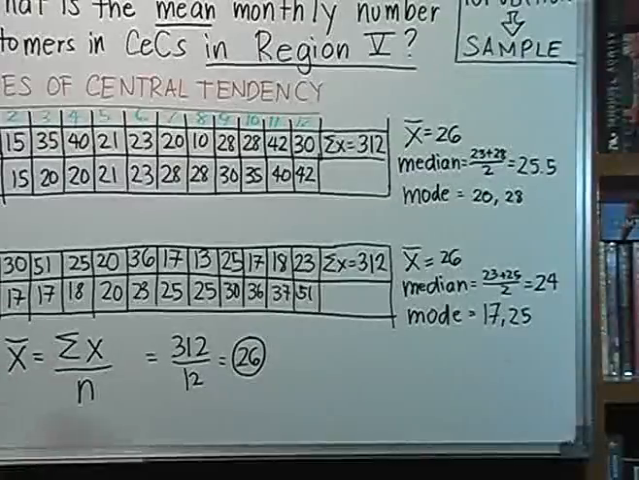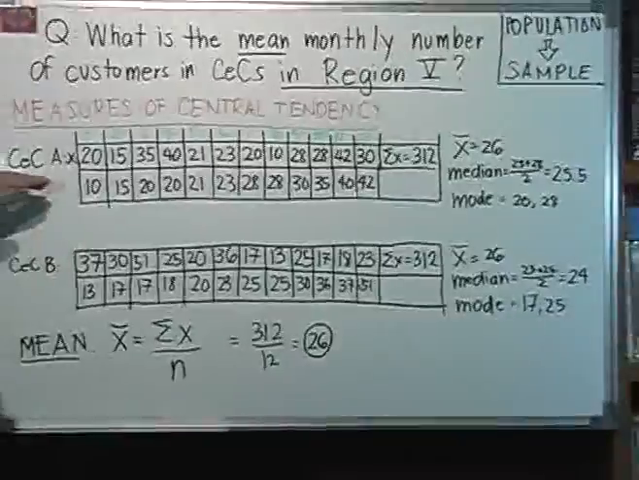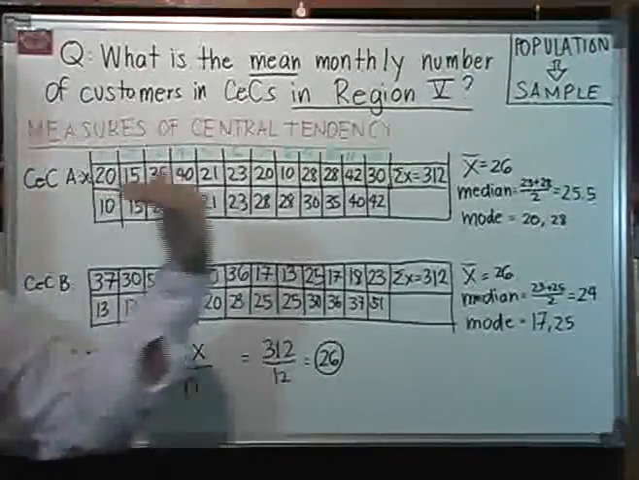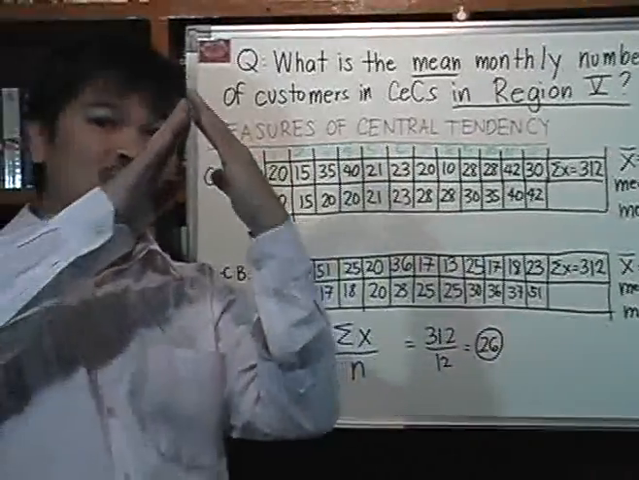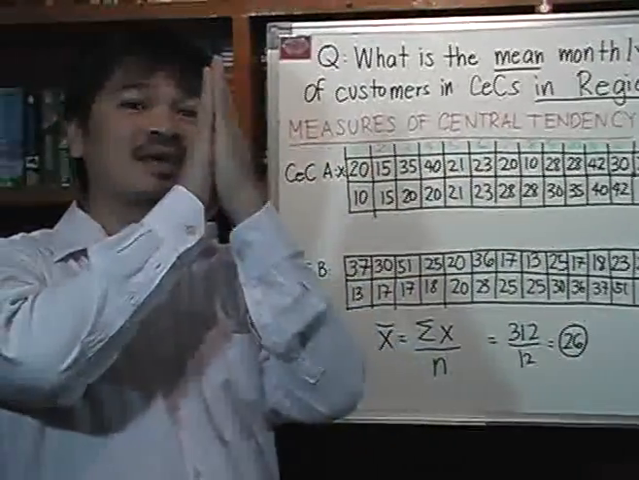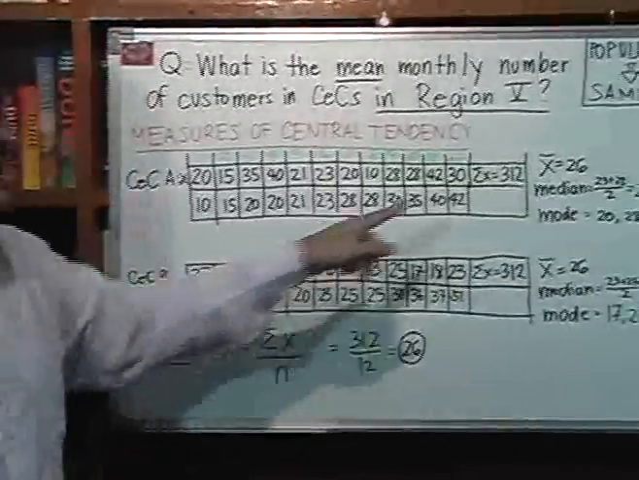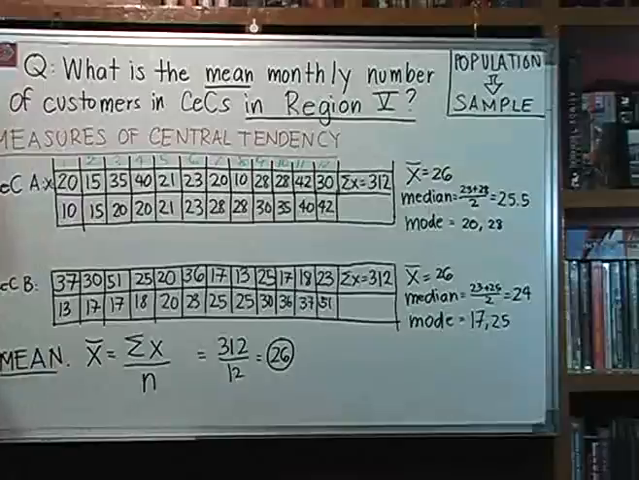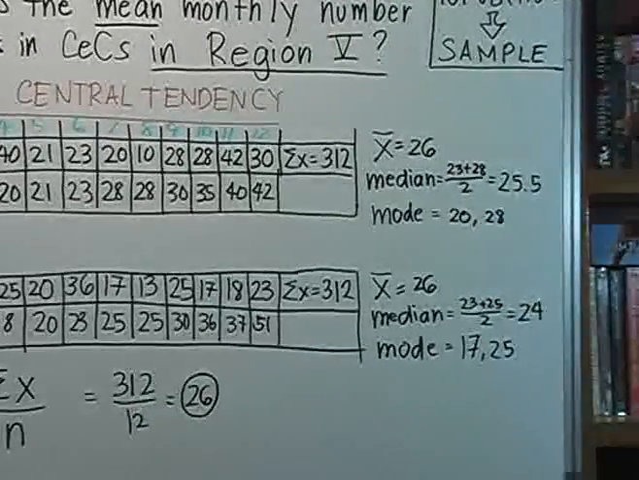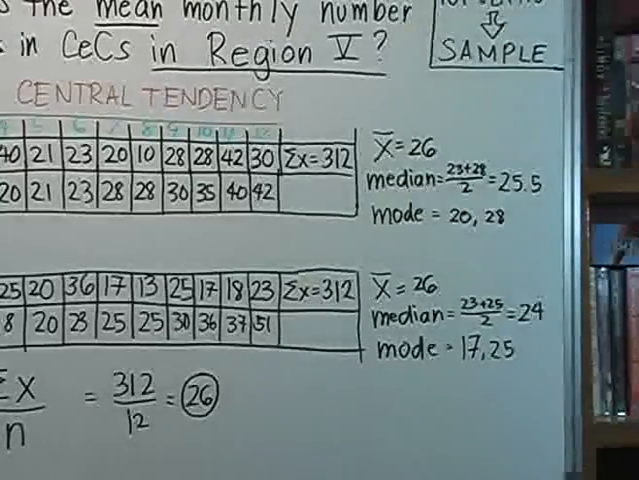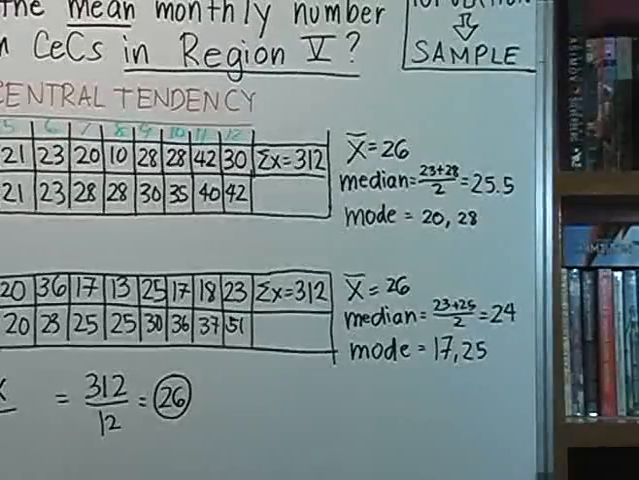In summary, measures of central tendency are those measures where a cluster of different measures tend to converge at a central value. In this case of CEC-A and CEC-B, the mean is 26. So you can say that at least for the samples of CEC-A and CEC-B, the mean monthly number of customers in the CEC is 26.